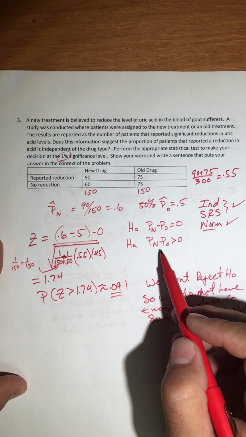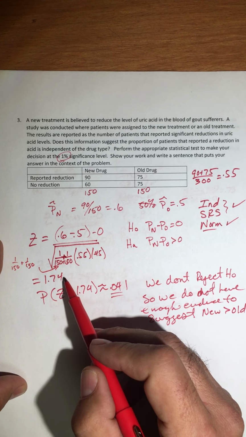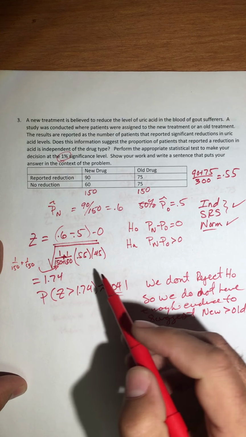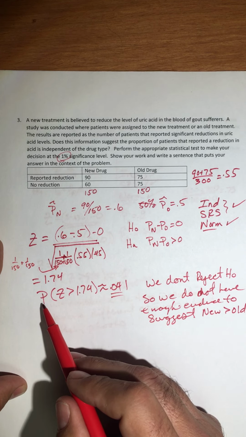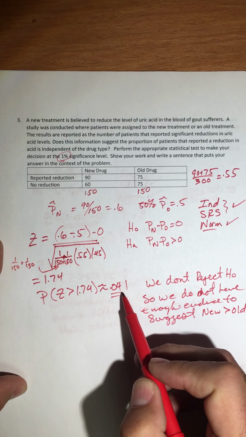Our null hypothesis is that the proportions that reported reductions are the same. The alternative is that the proportion of the new drug is bigger than the proportion of the old drug. So I've got my z-score is 1.74. And so the probability of our z-score of 1.74 occurring by random chance is approximately 4.1%.